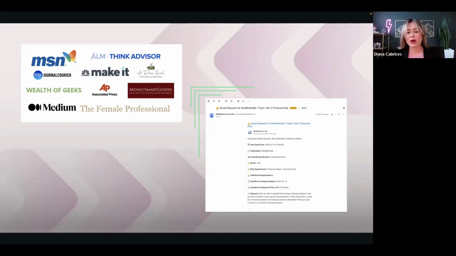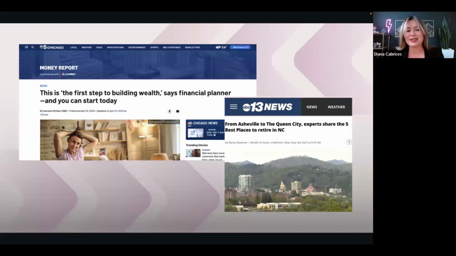And then you can see here what a quote request looks like. So every single week, our advisors get emails that say, hey, I have a writer or a journalist, and he or she needs to write about X topic. If you want to contribute to this, please hit respond, and here's the due date for that response. That's exactly what you can do. And then you end up landing not only on Wealthtender, but MSN, ABC News, CNBC, whatever it looks like. Wherever we can get these articles syndicated, we will push that for you as much as possible. And again, you're getting these requests every single week inside your inbox, so you can respond as you wish.